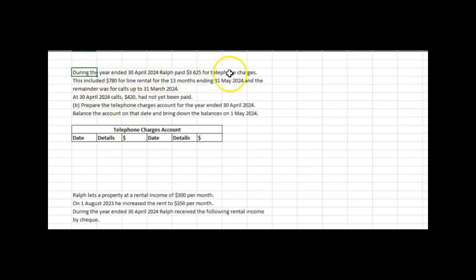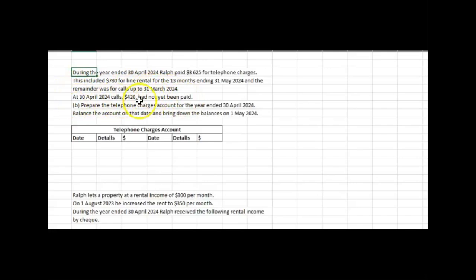In step 3, we need to know the opening and closing balance. We begin with the opening balance. We check what was happening in the question on 1st May 2023. There is no mention of 1st May 2023, which means there is no owing or prepayments at the beginning of the year, and therefore no opening balance.